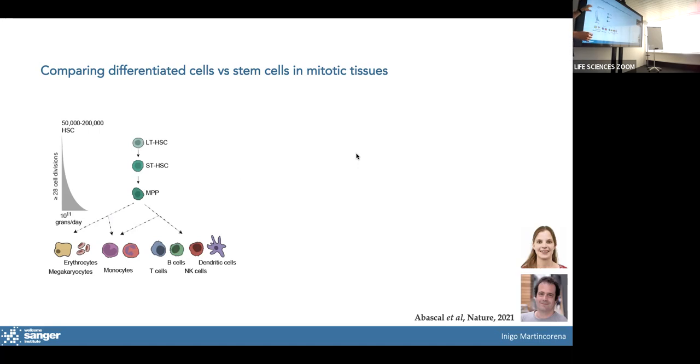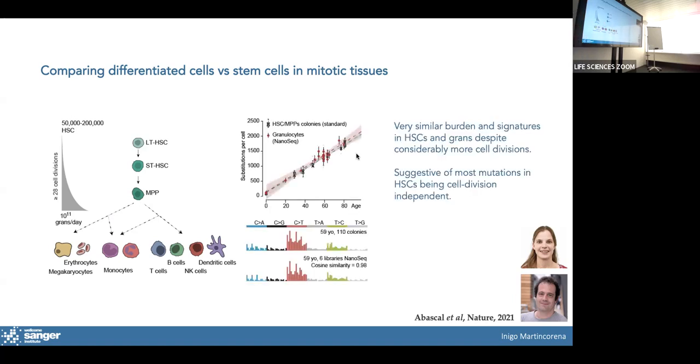So what we did was we wanted to compare the mutation rate in the stem cells with the mutation rate in these other cells that have undergone at least about 30 times more divisions, if not more, and which in theory should no longer be protected from mutagenesis. And the big surprise was that there is no difference. We are seeing a very linear accumulation of mutations with age in the stem cells, and a very, very similar, statistically indistinguishable, slightly higher, maybe 10, 20 mutations, but statistically non-significant increase in mutations in granulocytes.